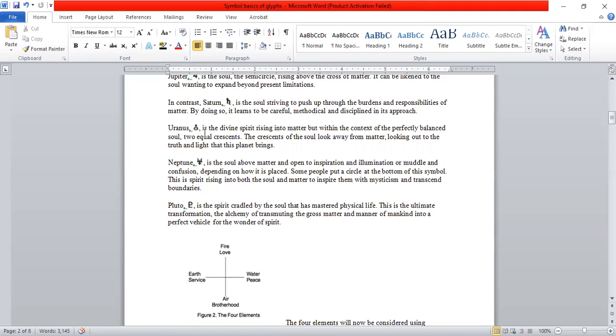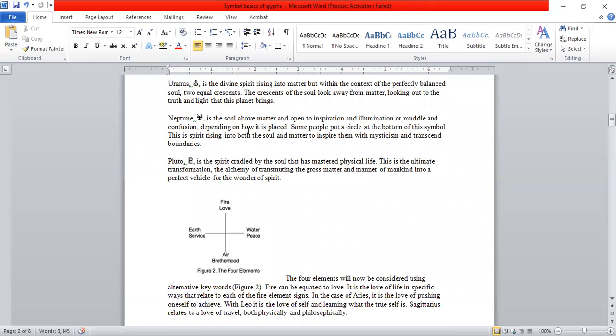Okay. All right. So we'll read what it says. Uranus is the divine spirit rising into matter, but within the context of the perfectly balanced soul, two equal crescents. The crescents of the soul look away from matter, looking out to the truth and light that is this planet. So actually, if you close your eyes and imagine the circle on the bottom, and then you have the cross, and on either end of that cross, you have it holding one of those half moons and going outward. All right.